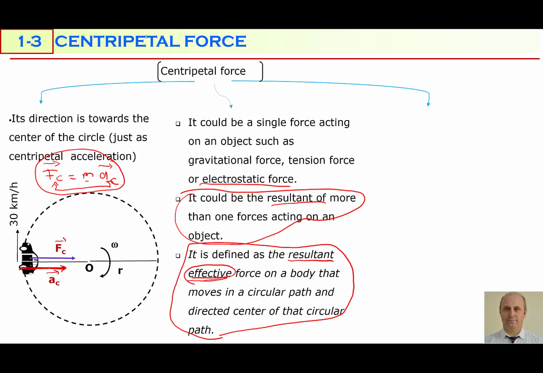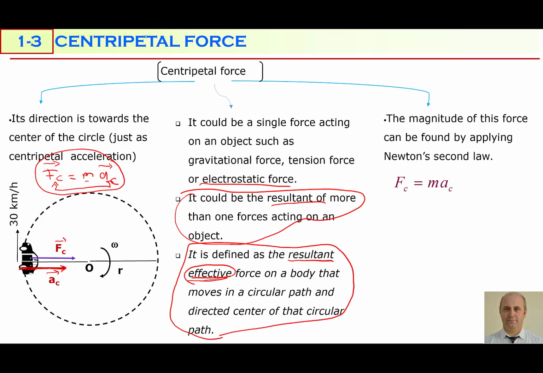And of course, we can calculate the magnitude of the centripetal force. It's not so hard. We are just going to use Newton's second law of motion. The magnitude of this force can be found by applying Newton's second law. What does Newton's second law tell you? The resultant force acting on the object, which is the centripetal force, is equal to the mass of the object multiplied by the centripetal acceleration.